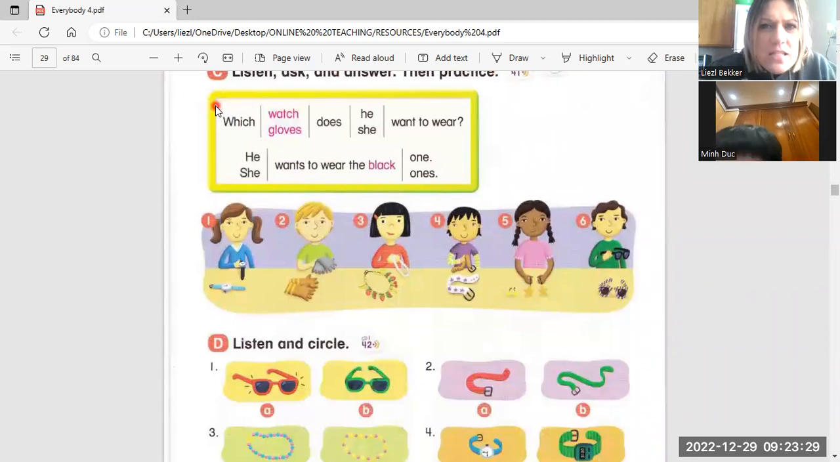Which watch does he want to wear? He wants to wear the black one. Number one, which watch does she want to wear? She wants to wear the black one. Okay.